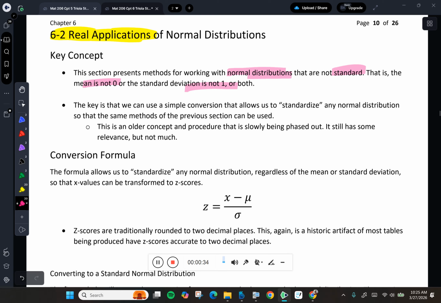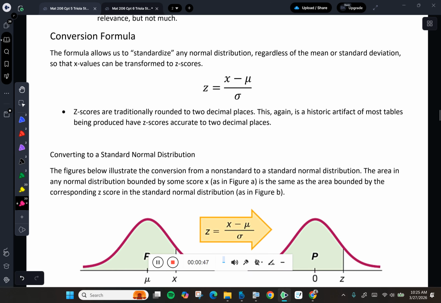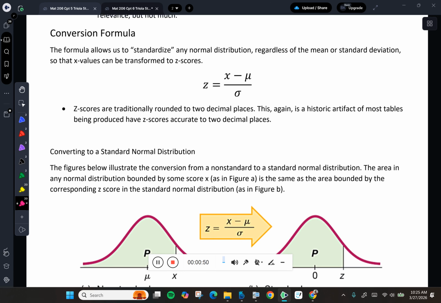Okay, and that is that we can use a conversion to standardize any normal distribution. It's an idea that's slowly being phased out. It still has some relevance here and there. So here's the idea. Suppose that someone gives you data about a normal distribution, but it is not a standard normal distribution. And for whatever reason, you want to take x's and turn x's into z's, that you want to standardize it.